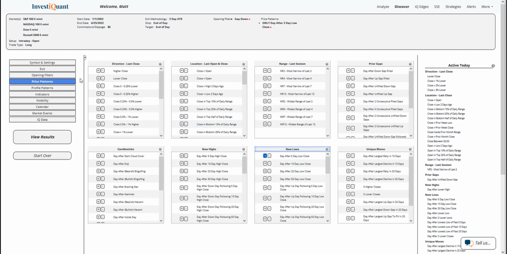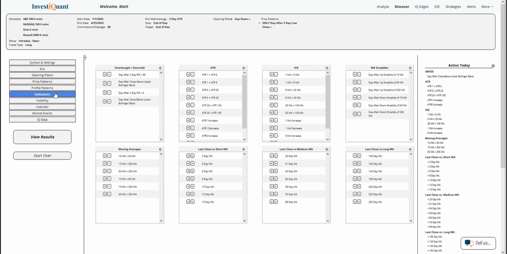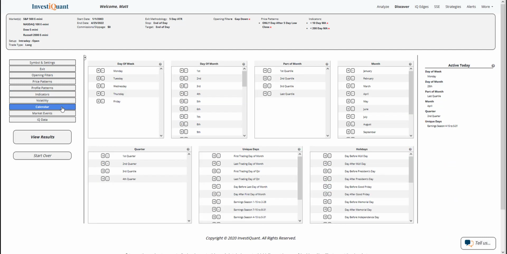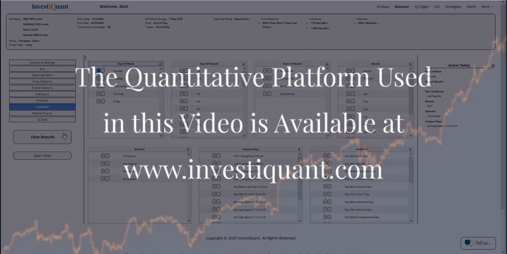All right, next thing we're going to do is head over to the indicators library, put us in a similar market environment. We closed below a 10 and below a 200-day simple moving average. And then lastly, I'm going to go to the calendar library and say that today is Monday. So that means that 5-day low close was taking place on a Friday. We're starting a fresh week lower. All right, let me go ahead and click on view results.